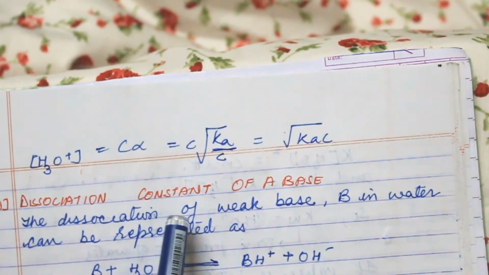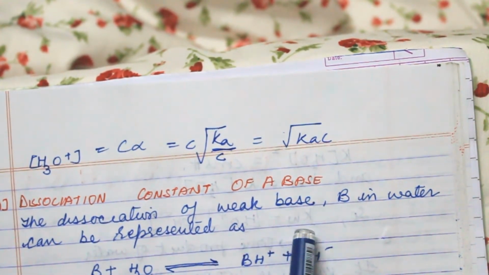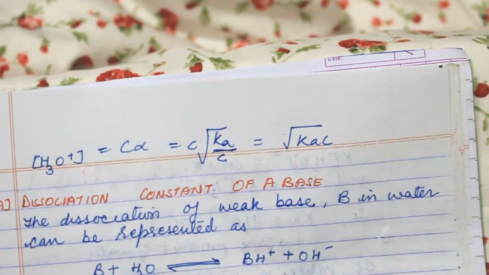Now come to the dissociation constant of a base. The dissociation of a weak base B in water can be represented like this.